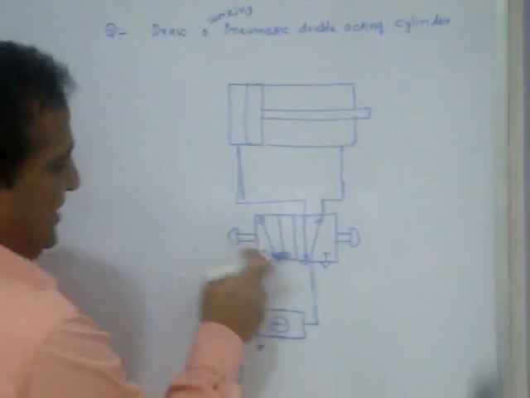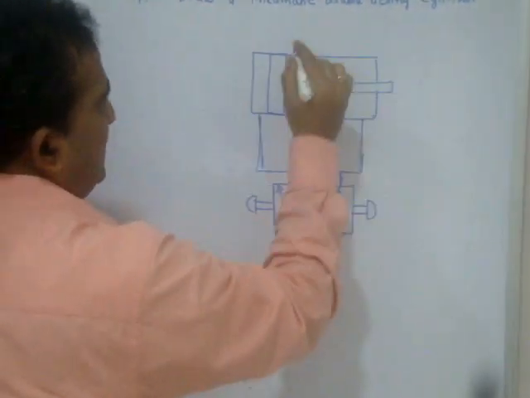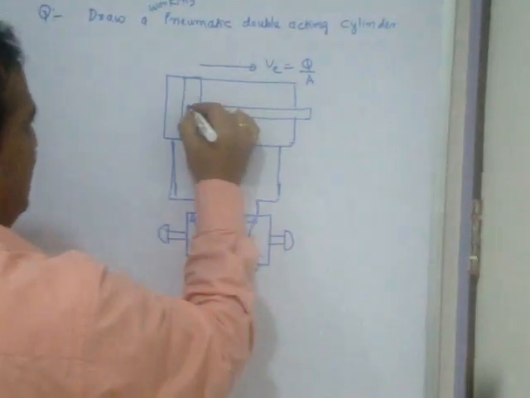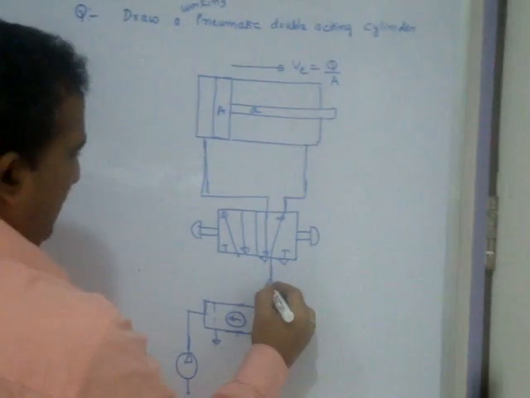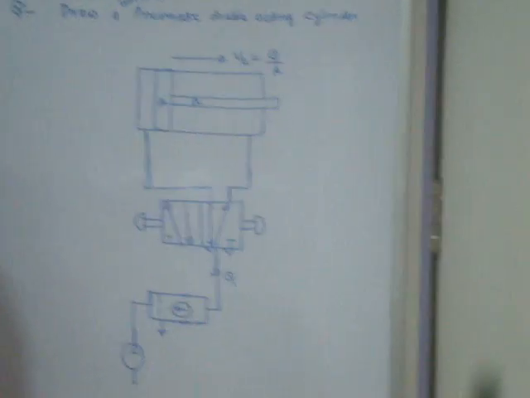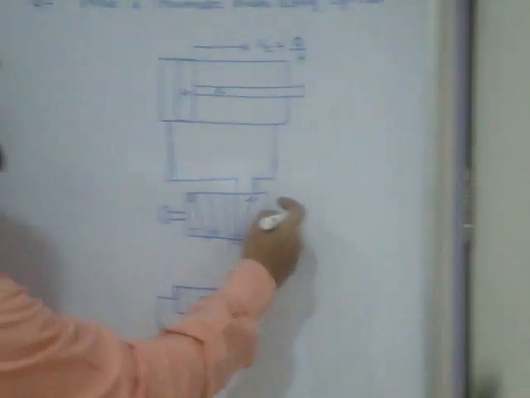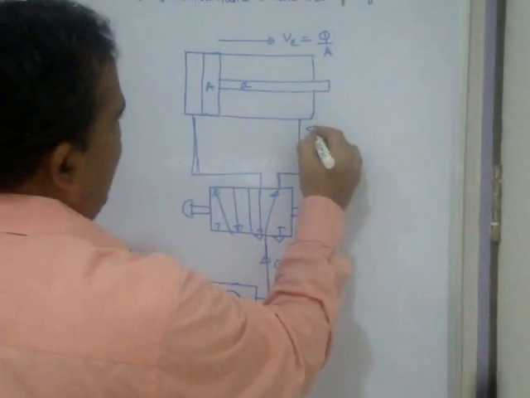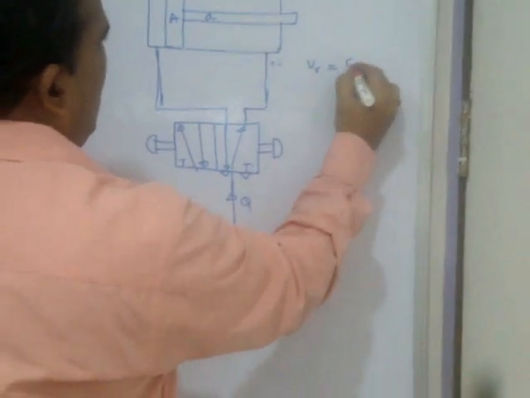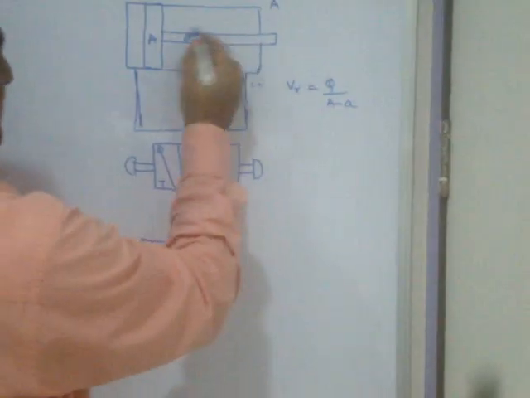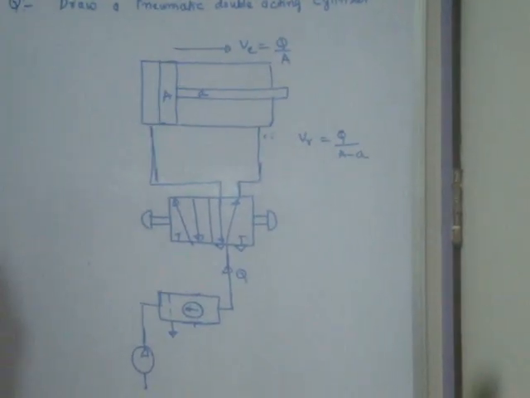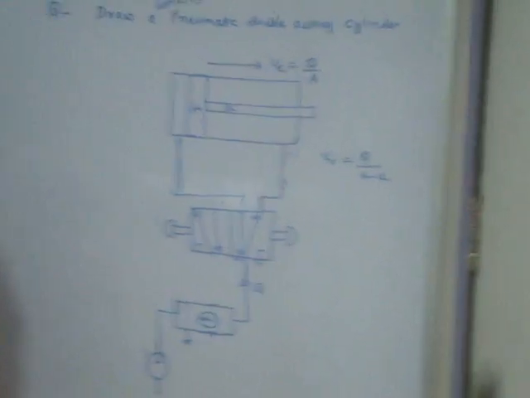If I push this, the position changes and the piston moves. The extending velocity is Q by A, where A is the area of the piston and Q is the discharge from the compressor. When I push this, then the retracting velocity is equal to Q by (A minus a), where the piston rod area is subtracted. This is 2 by 2.